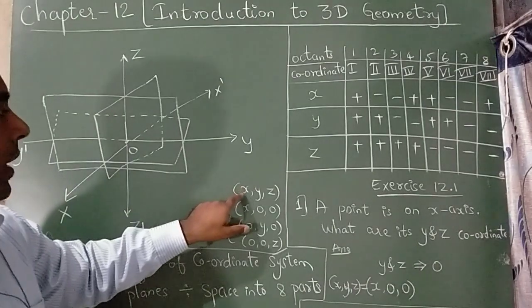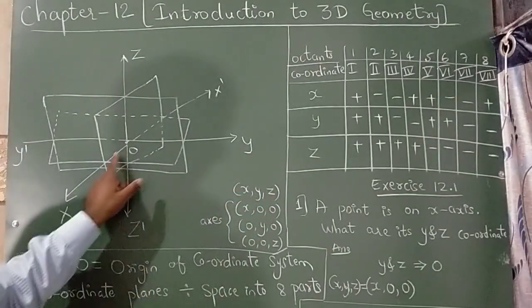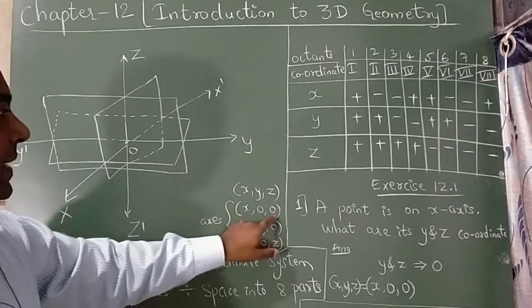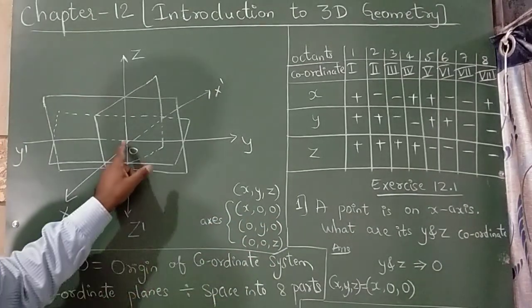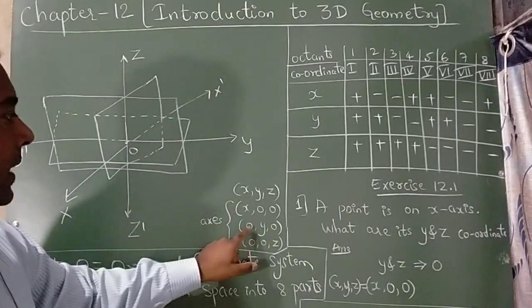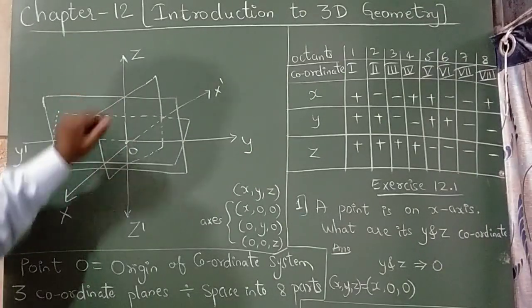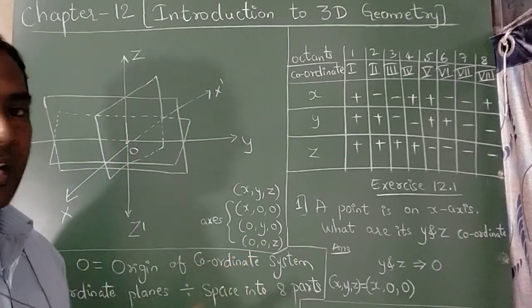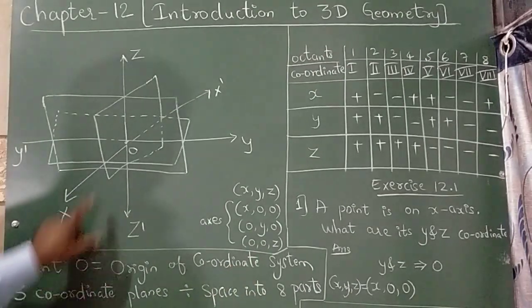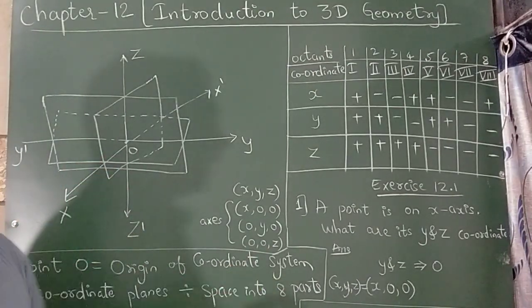So x, y, z. If the point is on the x-axis, then y and z will become 0. Now if it is on the y-axis, then x and z will become 0. If it is on the z-axis, then x and y will become 0. So O is the origin of the coordinate system.